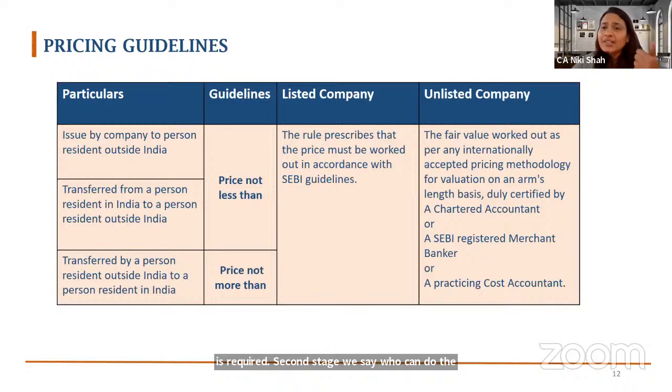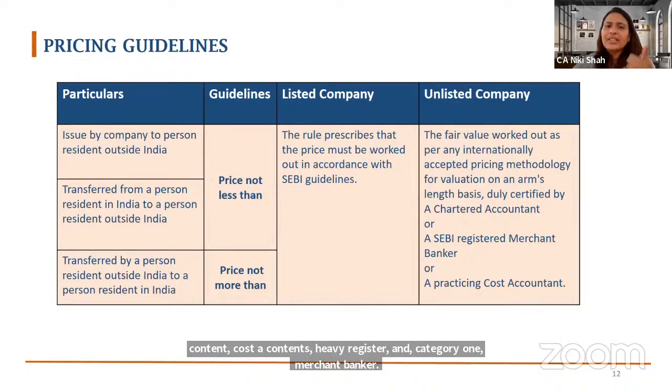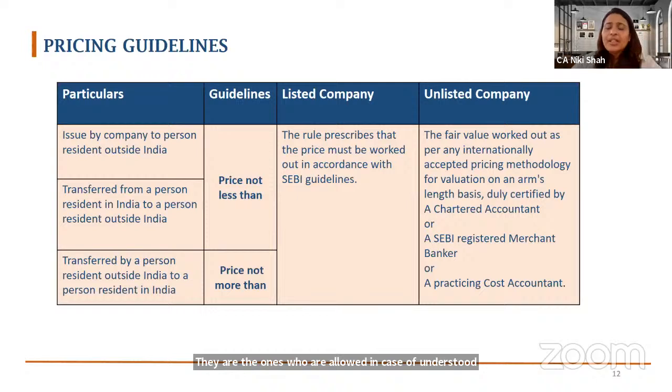Okay, if CCD is being issued, debt valuation done of a CCD. You will need a valuation report of a CCD. Who are the person eligible to do the valuation? Chartered accountant, cost accountant, SEBI-registered merchant banker, category one merchant banker. They are the one who are allowed in case of unlisted entity. Even in case of listed entity, you have to determine the price that is determined by the SEBI regulation.